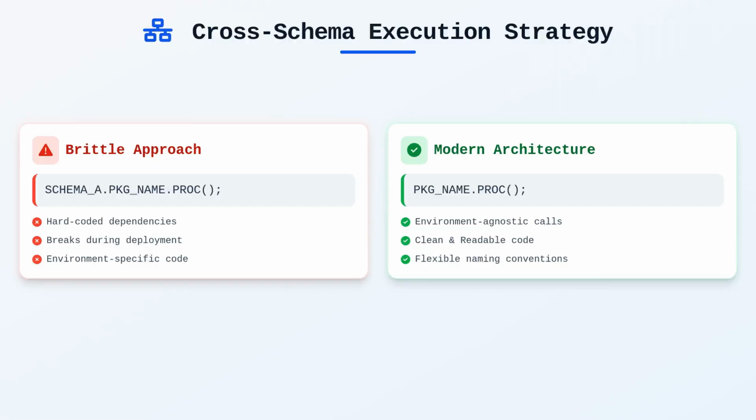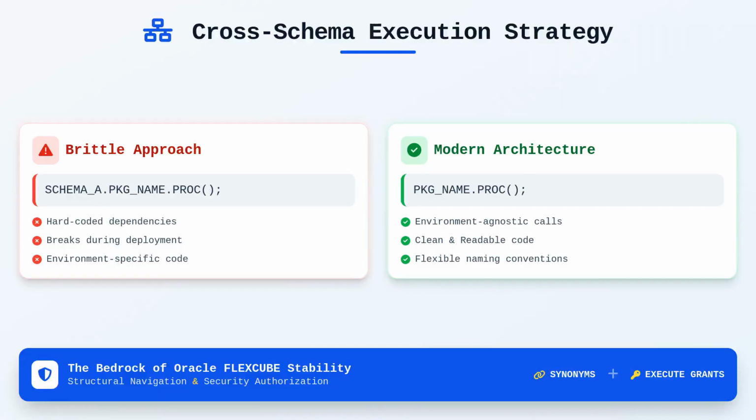Simultaneously, we must ensure that the user executing the synonym has been explicitly granted the execute privilege on the underlying object. If the access grant is missing, the synonym is effectively useless, leading to cryptic runtime errors that can be difficult to diagnose in a high-volume transaction system. Proper management of these two concepts, synonyms for structural navigation and grants for security authorization, is the bedrock of a stable Oracle FLEXCUBE deployment.